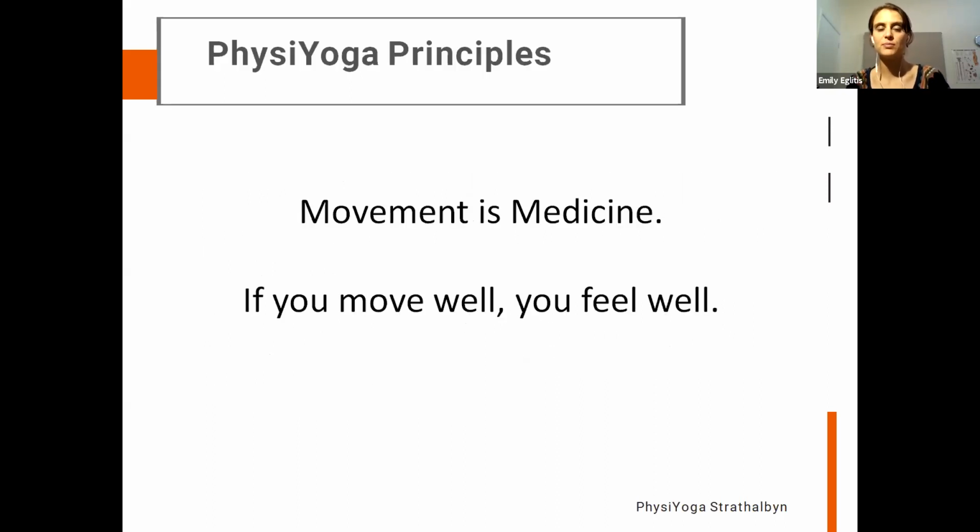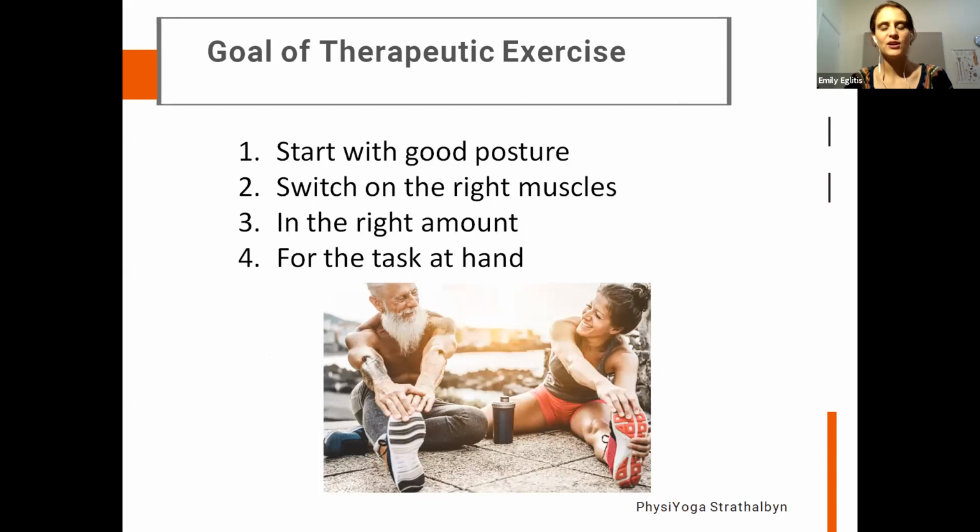Because just briefly, what we believe is movement is medicine. If you move well, you feel well. We want to get you moving well and therefore you'll feel good. So the goal of therapeutic exercise is that, like I mentioned before, I'm going to keep saying it. You start with good posture. You learn to switch on the right muscles. And I should have put there, switch off the wrong muscles. So you're getting this balance. So you want it at the right amount for the task that you've got ahead of you.